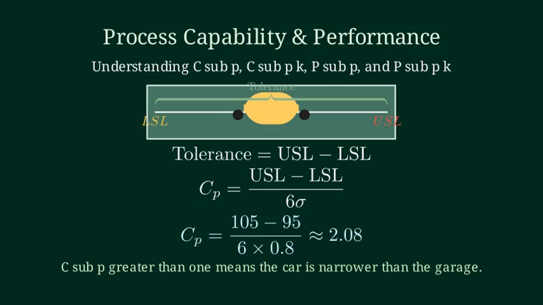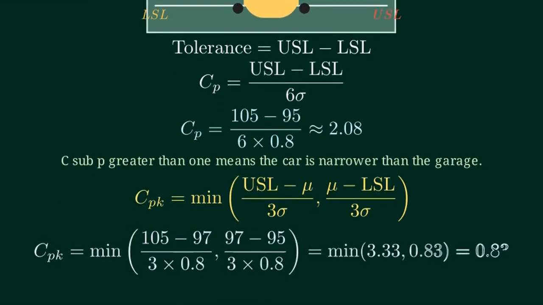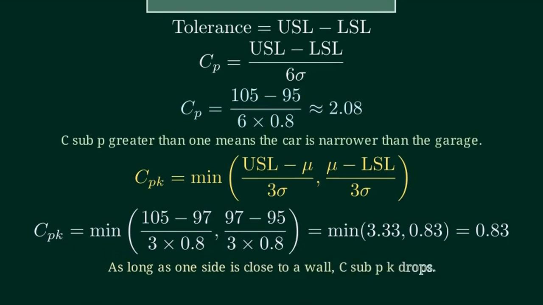Next we ask, is the car centered between the walls? That is what C sub Pk tells us. It looks at the distance from the average measurement to the closest wall, divided by 3 sigma. If the average is at 97 millimeters, the calculation gives a minimum value of 0.83, showing the car is off-center even though it can still fit.